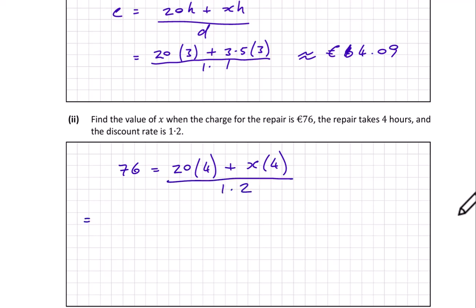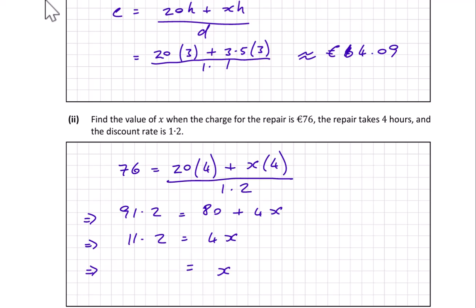Okay, so the first thing you would have to do is get rid of that 1.2. So take the 76, multiply by 1.2, and that gives you on the left-hand side 91.2, and that's equal to 4 20s, which is 80, plus 4x. So the next thing you're going to do is subtract 80 from both sides. If you subtract 80 from the left-hand side, you get 11.2. And then on the right-hand side, you've got 4x. And the last thing you're going to do is just divide both sides by 4. If you divide the left-hand side by 4, you get 2.8. And that's your value for x.